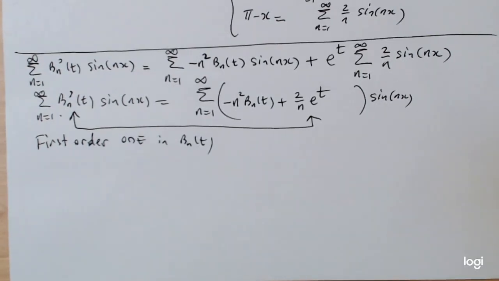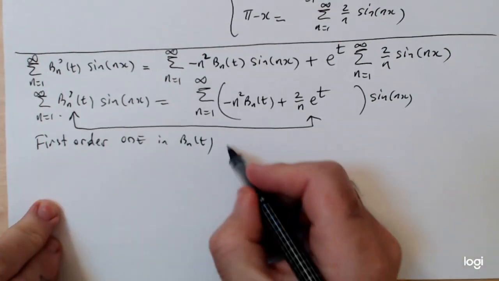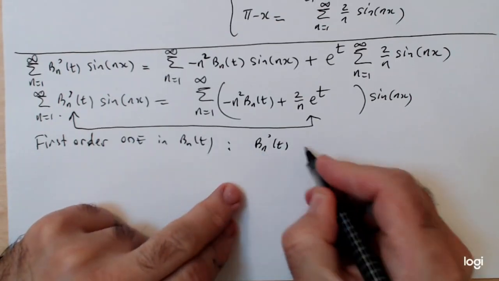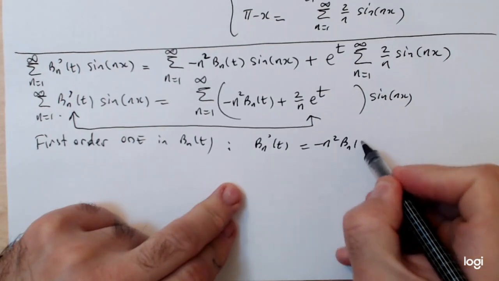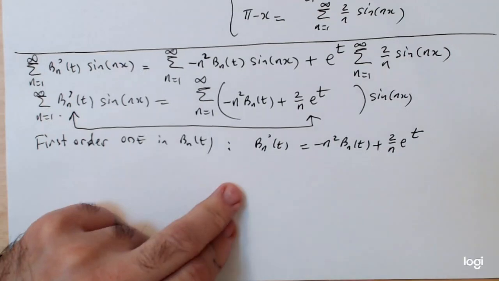So let's write down the ODE. So what is that ODE? Well, bn prime of t should be equal to minus n squared bn of t plus 2 over n e to the t.